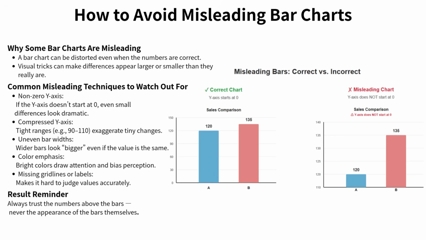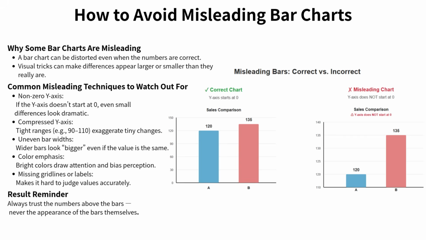Now look at the chart on the right. The numbers are exactly the same, but the y-axis no longer starts at 0. Instead, it begins at 110. As a result, the bars appear dramatically different in height. Even though the real difference is only 15 units, it visually looks 2 or 3 times larger. This is one of the most common tricks used to distort data.